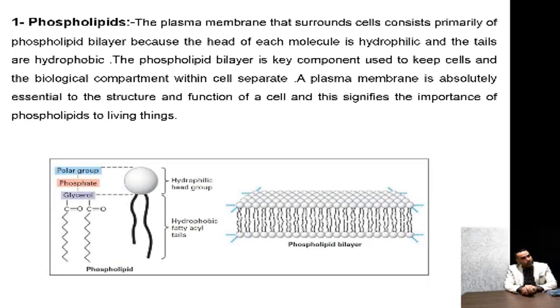You can see here, you are familiar with this image because you have already seen it. We have the polar group, the phosphate group, and the glycerol group interacting with the unsaturated and saturated fatty acid. This is a piece of the cell membrane. We can see the phospholipid bilayer.